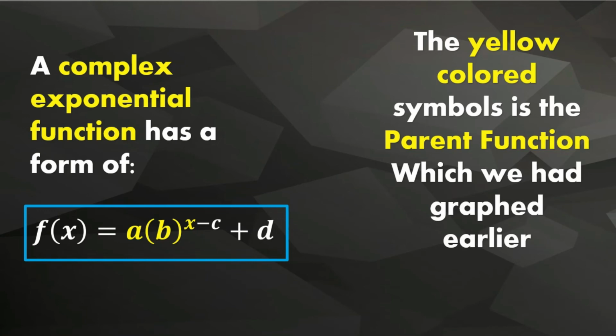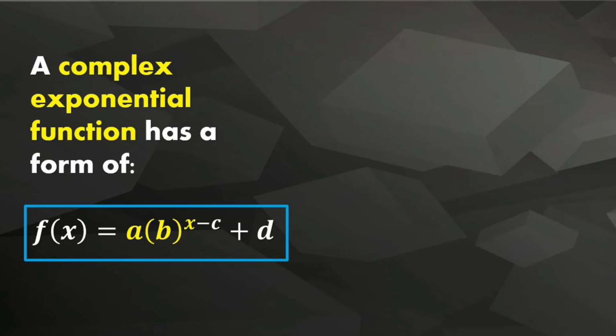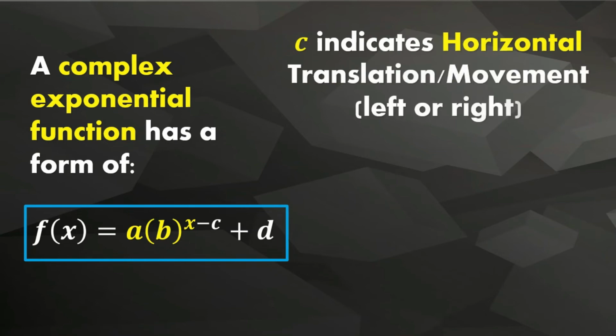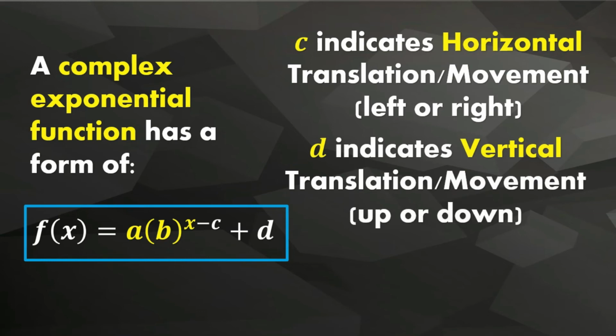Kung saan, ayan yung ginraph natin kanina. Gumamit tayo ng table of values and it always passes through the point 0, 1. Huwag yung kakalimutan yan. Yung C dito nag-i-indicates ng horizontal translation or movement na left or right. Again, ang nagmo-move ay yung parent point. Kasi kapag may parent point ka na, pwede ka na makadrawing ng curve. And yung D naman, nag-i-indicate siya ng vertical translation or a movement upwards or downwards.